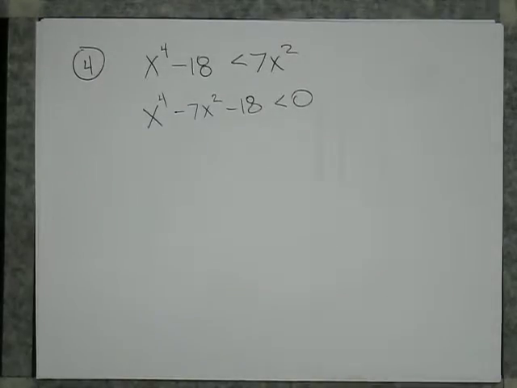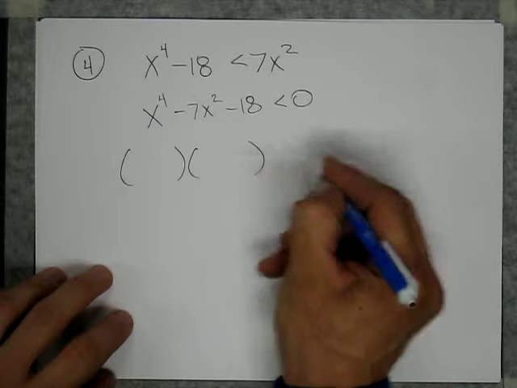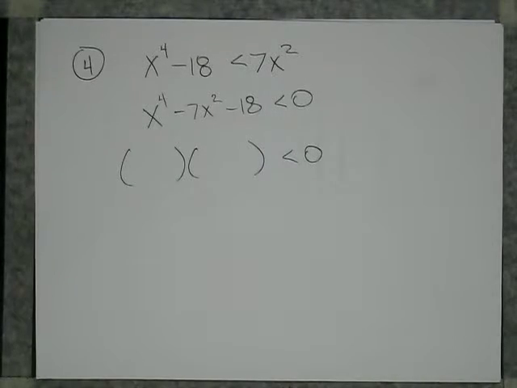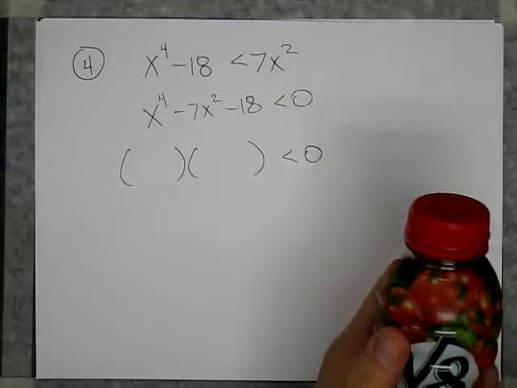Well, not equal to, but less than 0. Now you need to factor. Go ahead and factor. Factor that. Little V8. That's what the brake is for. Hopefully you got it factored.